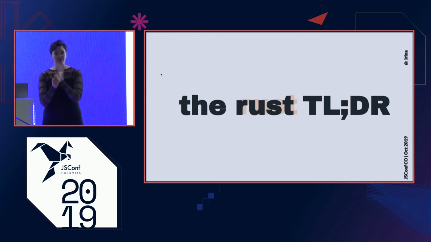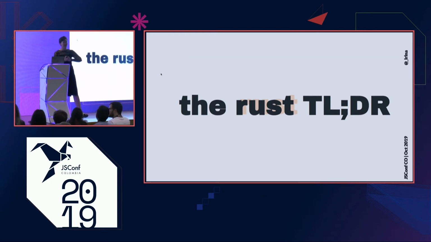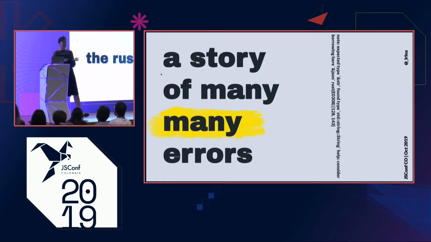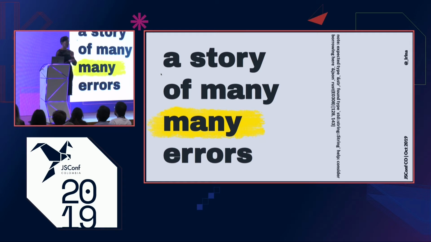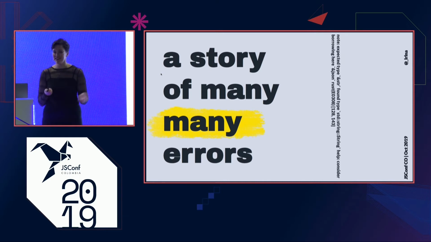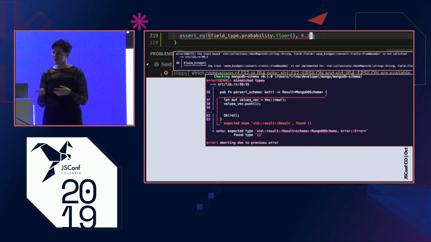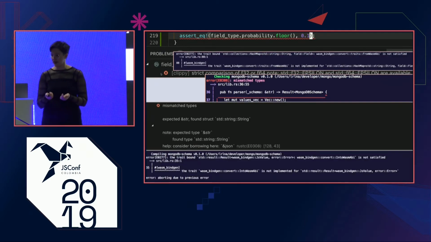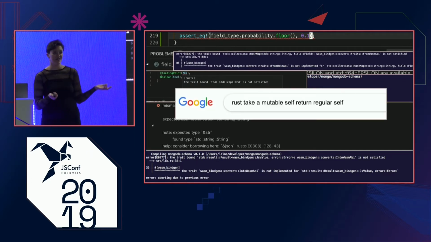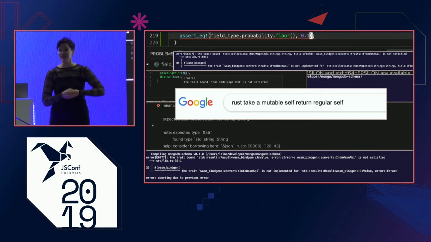So kind of the Rust TLDR as to how I've gotten to learn Rust in the last 9 months and how that went along. It's basically a story of the number of times I did not do well. So I'm just going to tell you about all my embarrassing not doing well stories and how I've learned from those mistakes. It's a story of a lot of errors, like so many errors that sometimes it was a little bit difficult. And it's also a story of a bunch of existential Googling, as I like to call it. "Rust take immutable self, return regular self" is one of the things I have Googled before.